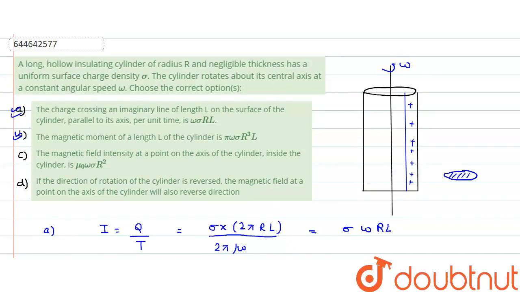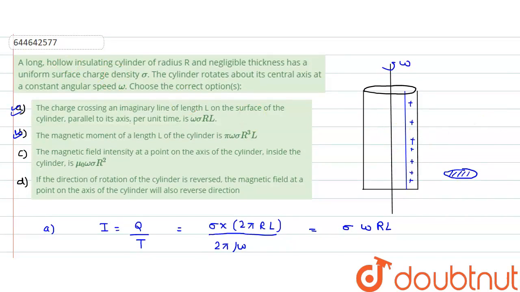Now what will happen in this case? By seeing this, we can just assume that there are several loops here. For example, this is one of the loops, this is another loop, then this is another loop, till the total length there are loops on this hollow cylinder. So basically it is just behaving as a what? It is just behaving as a long solenoid. Okay, it would be behaving as a long solenoid.